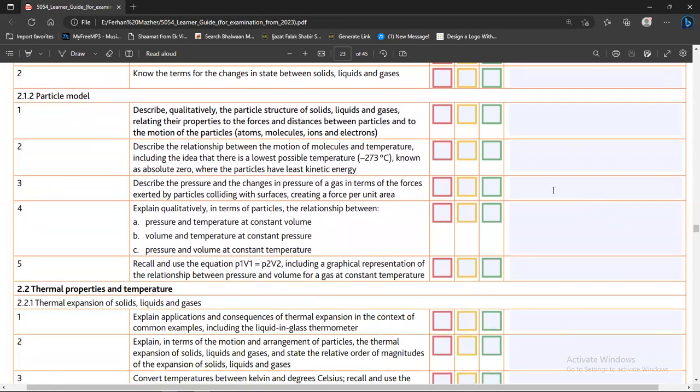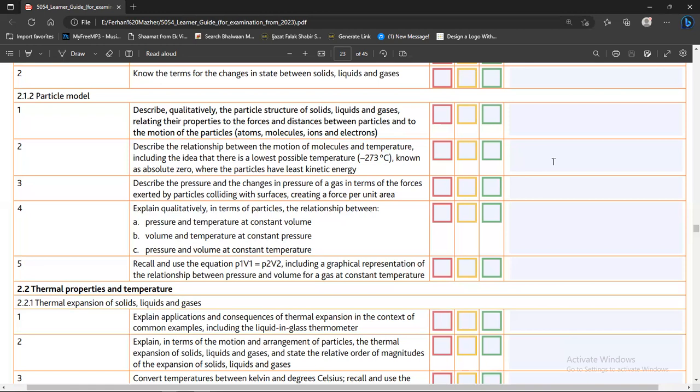Describe the relationship between the motion of molecules and temperature, including the idea that there is a lowest possible temperature, which is minus 273 degrees centigrade, known as absolute zero, where the particles have least kinetic energy. Describe the pressure and the changes in pressure of a gas in terms of the forces exerted by particles colliding with surfaces, creating a force per unit area.